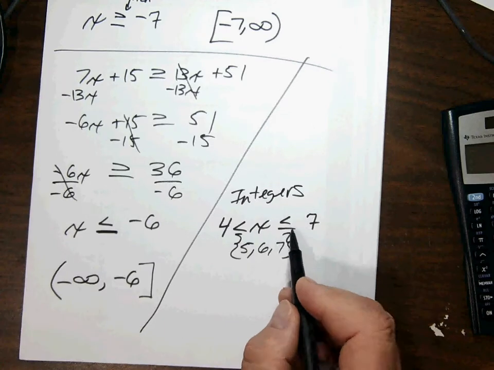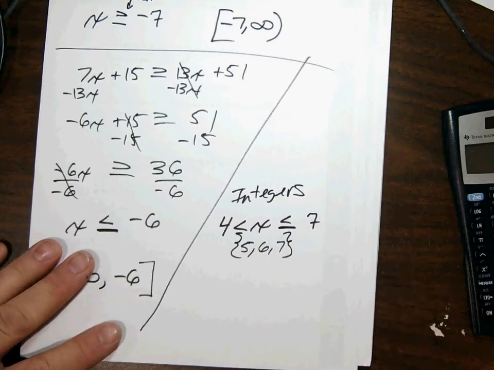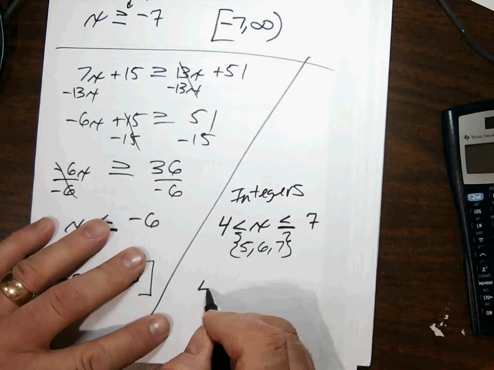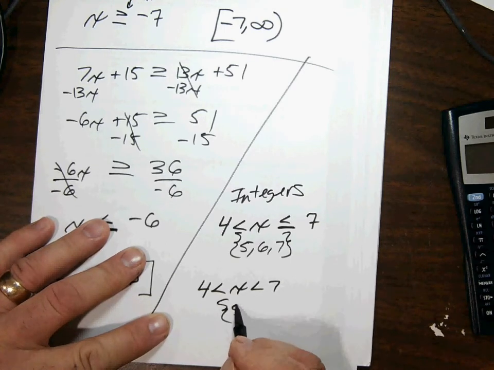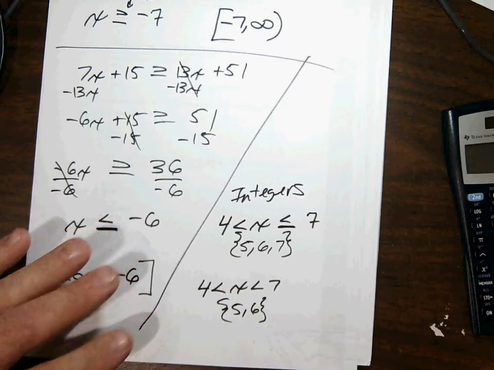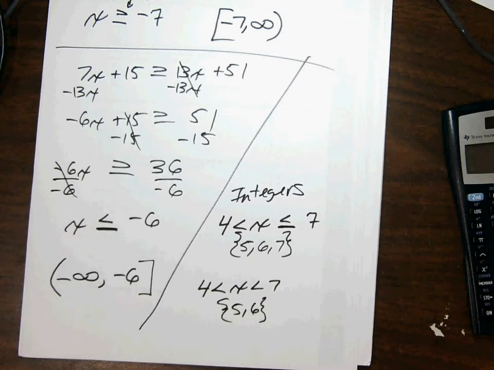Why is 7 included? Because I've got the or equal part. If it was strictly less than 7, then no, only 5 and 6 make it. 7 doesn't make it either because it's strictly less than 7, strictly greater than 4. 5 and 6 would be the only ones that make it. Okay? Alright, that's inequalities in a quickie nutshell.